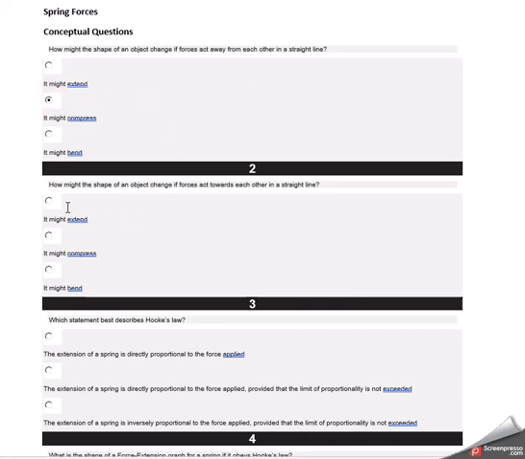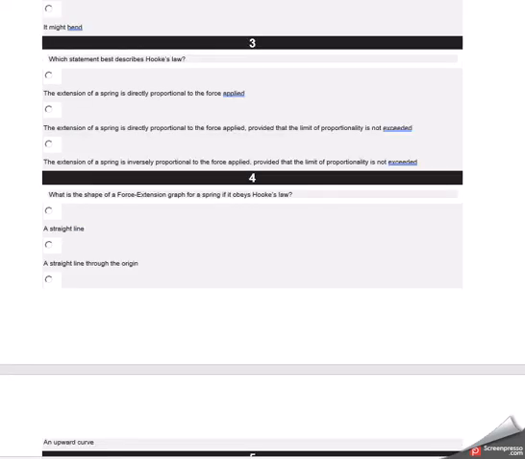And so now the second question. How might the shape of the object change if the forces act towards each other in a straight line? Basically, you squeeze it and it will shrink. So it might compress, depending on how hard it is, but it always compresses a little bit.